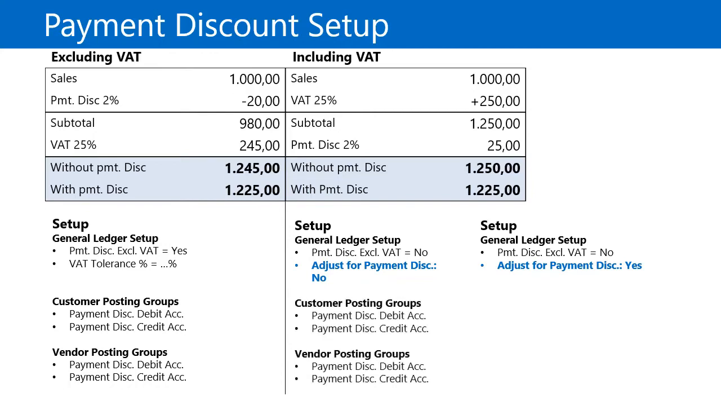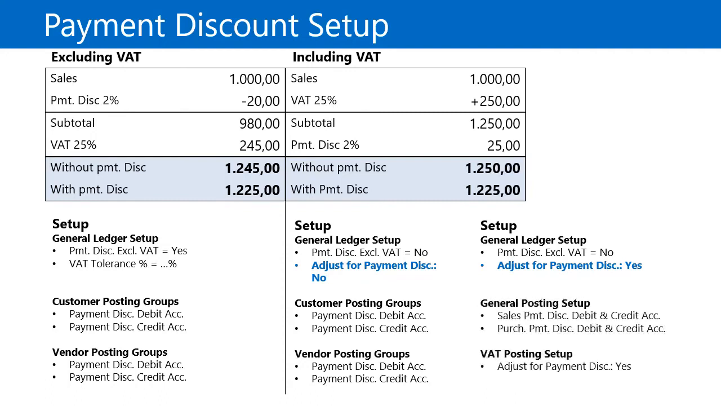So if we stick with no, then the GL accounts are also entered on the customer and the vendor posting groups. But if we select yes for the adjust for payment discount, then we need to enter the GL accounts on the general posting setup. And we also need to enable the adjust for payment discount in the VAT posting setup.